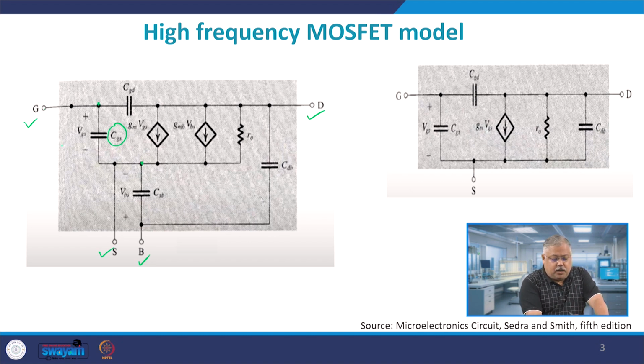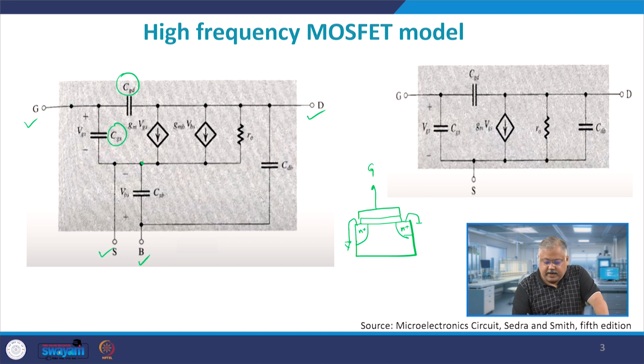Then between gate and drain, you have CGD, the gate to drain capacitance. So, what are these capacitances all about? If your gate is overlapping in this manner, this is your gate, and this is source and drain, n plus n plus. If this is grounded and you are applying a positive bias here, and this is also grounded, then CGS is gate to source, and this is gate to drain which you see here.